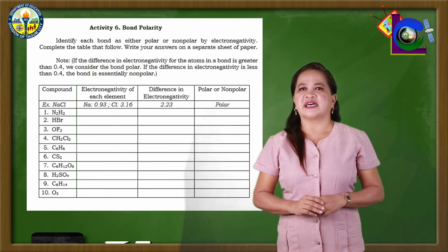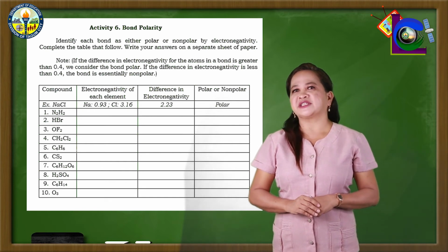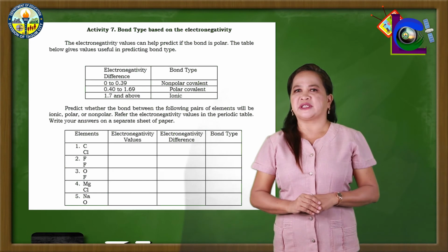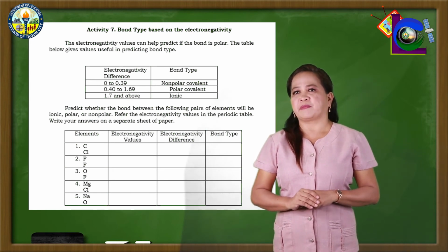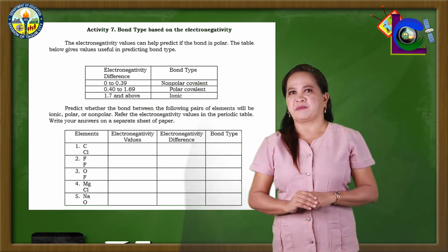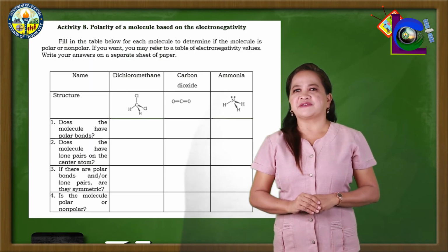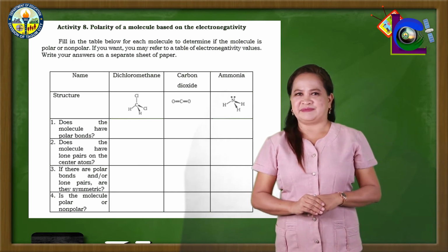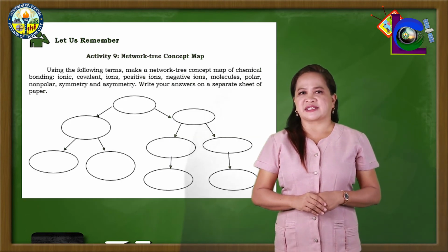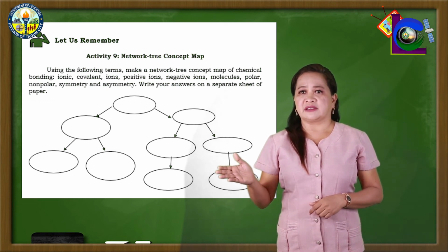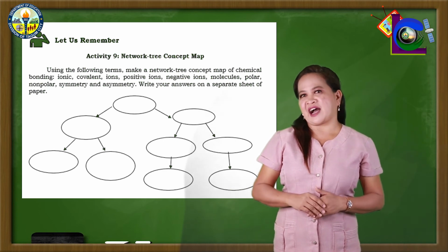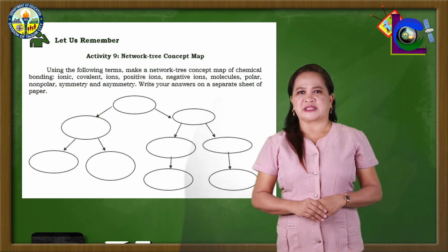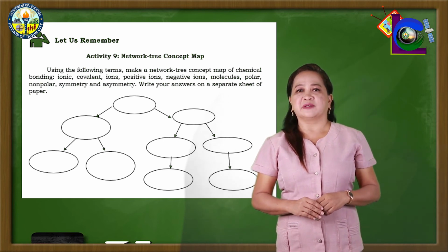First, identify each bond as either polar or nonpolar by electronegativity in the activity 6 on page 9. Second, predict whether the bond between the following pairs of elements will be ionic, polar, or nonpolar in Activity 7 on page 10. Next, determine if the molecule is polar or nonpolar based on electronegativity in Activity 8 on page 10. Then, make a network tree concept map of chemical bonding, ionic, covalent, ions, positive ions, negative ions, molecules, polar, nonpolar, symmetry, and asymmetry in Activity 9 on page 11.